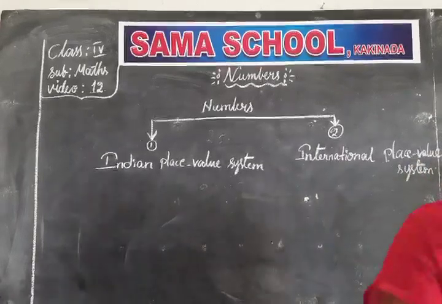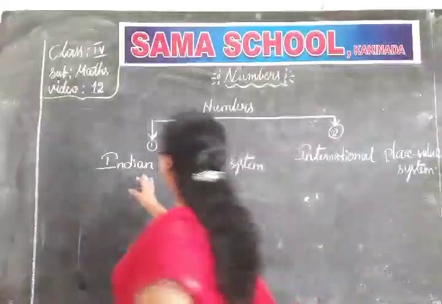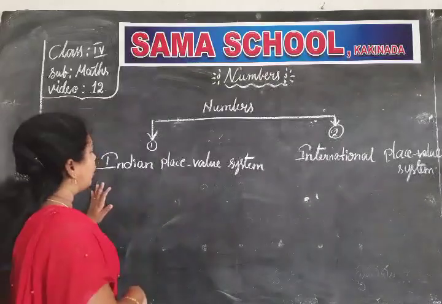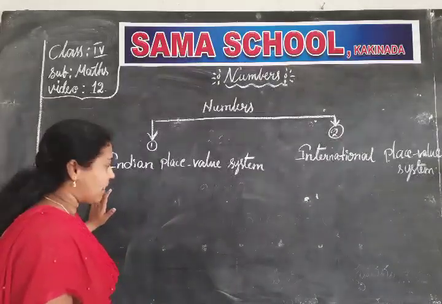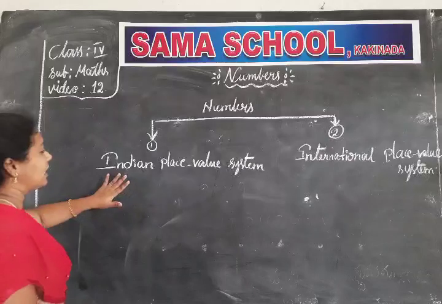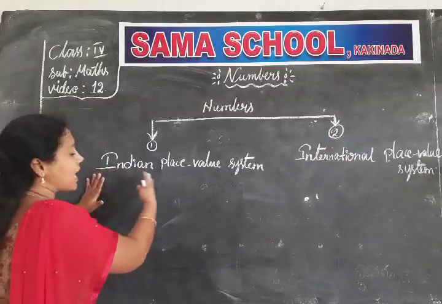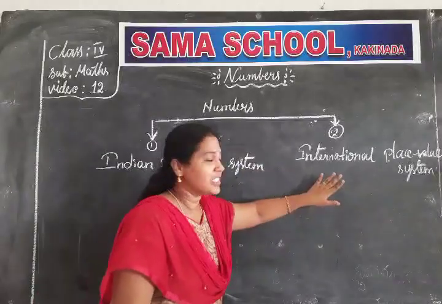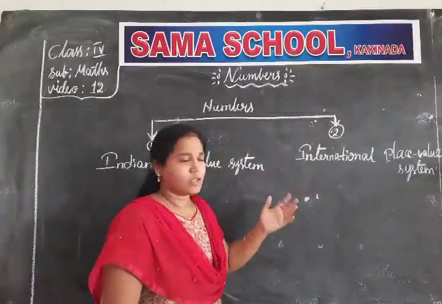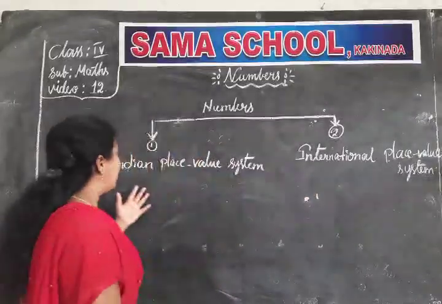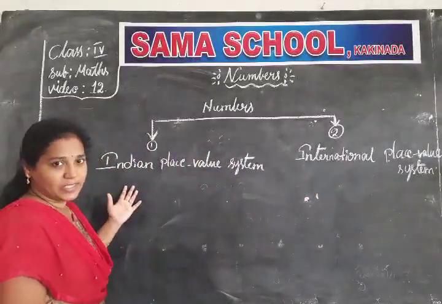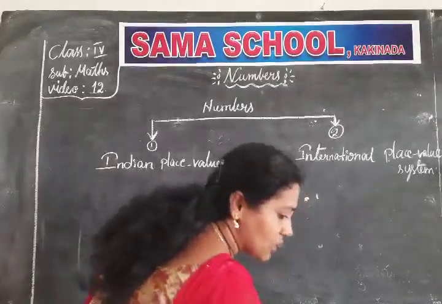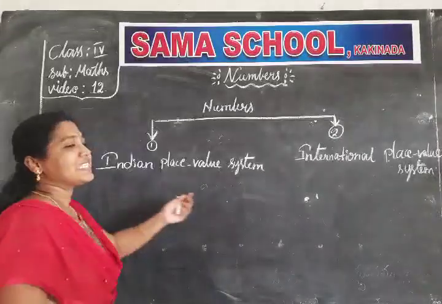Now tell me, children, the Indian place value system. In the previous session, we already learned the Indian place value system. Am I right? This system is mostly applicable all over India. The international system is applicable all over the world. So many countries use this one. We Indians use this Indian place value system. Understand, children?